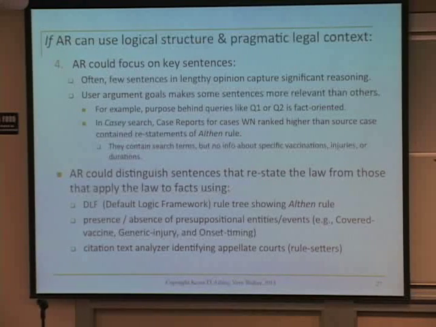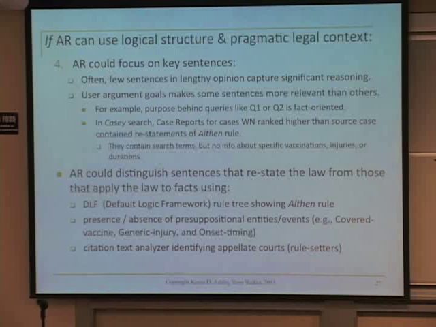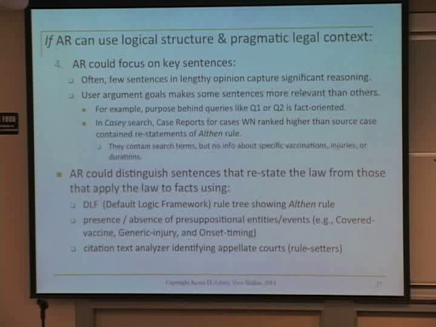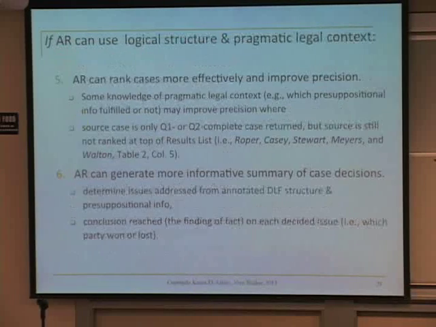An argument retrieval system could distinguish sentences that restate the law from those that apply the law to facts. It could do so using the default logic framework rule tree showing the Alton rule, using the presence or absence of presuppositional entities and events, and using some analysis of the citation texts, because after all, appellate courts are the rule setters in this domain, often not the determining issues of fact.